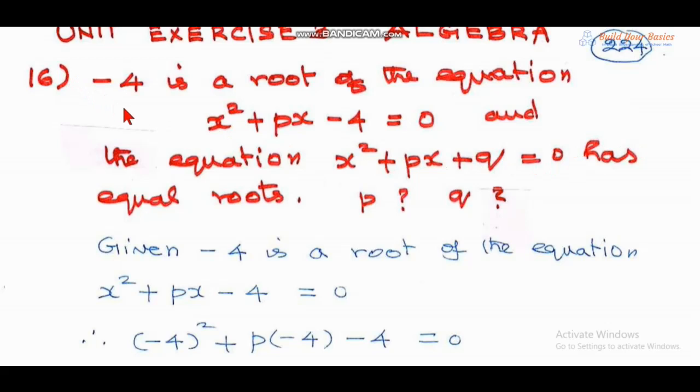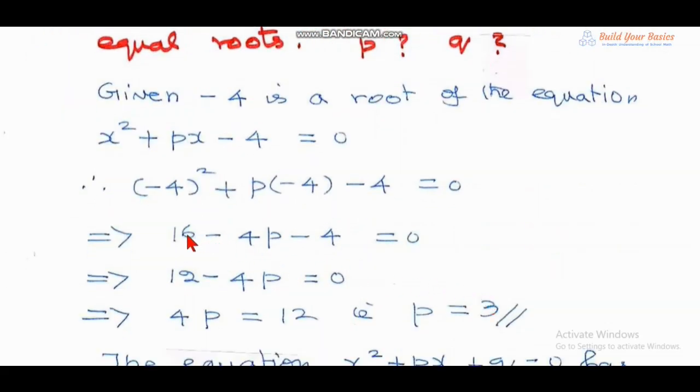Given minus 4 is a root of the equation x square plus px minus 4 equal to 0. So x equal to minus 4 must satisfy this equation. That is minus 4 the whole square plus p into minus 4 minus 4 must be equal to 0. That is 16 minus 4p minus 4 equal to 0. That is 12 minus 4p equal to 0. That is 4p equal to 12. That is p equal to 3. So we have got the value of p.